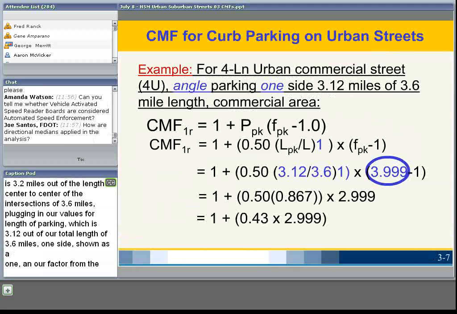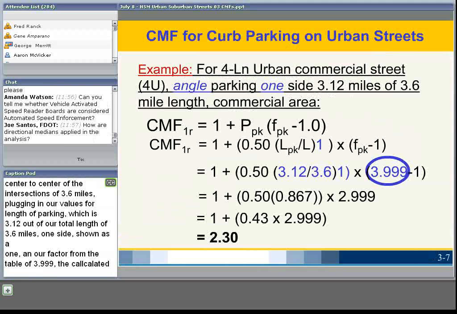Let me continue on with slide 7. Gene, if you can, check the adjustment while I continue on with our presentation.